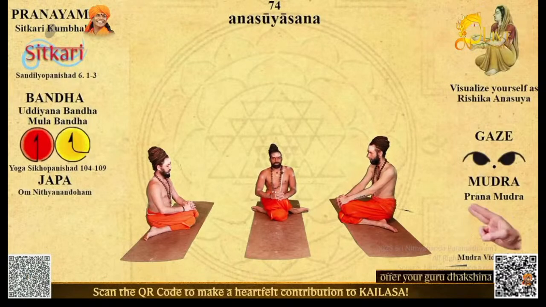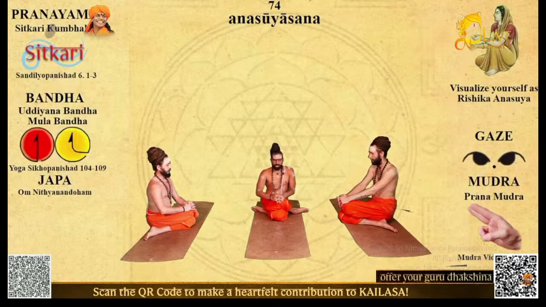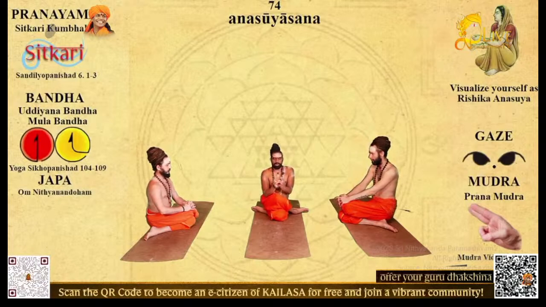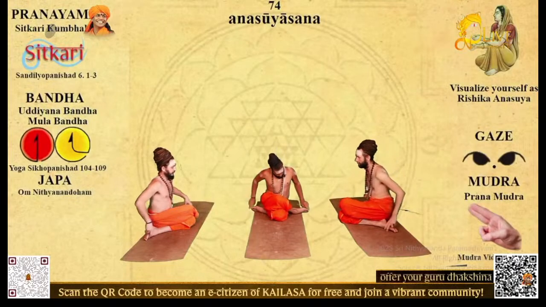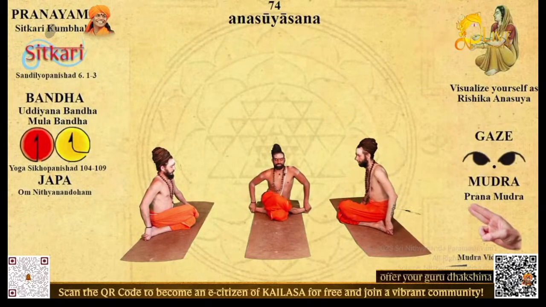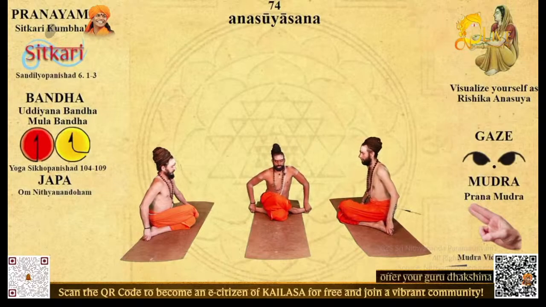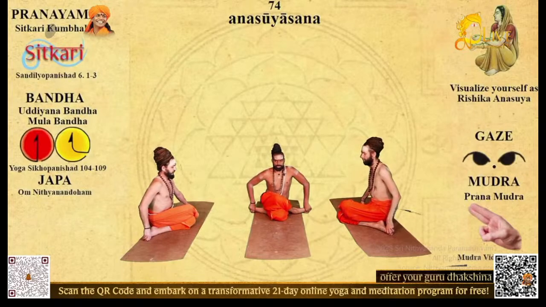The next asana is Anushyasana. Seated same as in Gomukhasana. Bring both the hands in Pranamudra. Hold the big toe of the opposite leg. Gaze to the nose. As you engage Mool Bandha, Jalandhara and Mool Dhyana Bandha, visualize Rishika Anushya in your inner space.